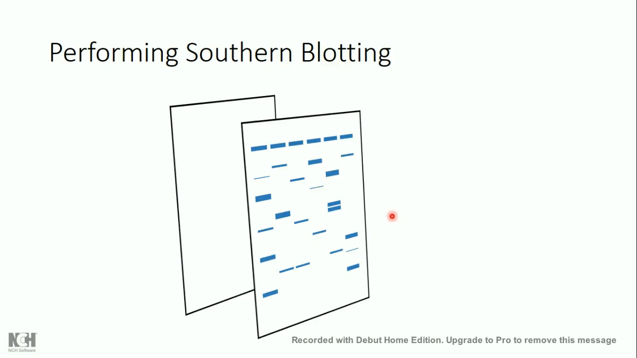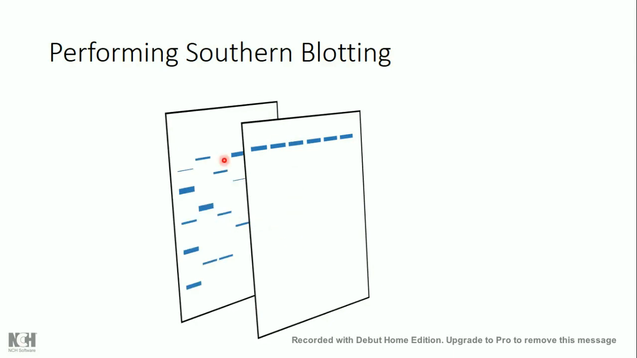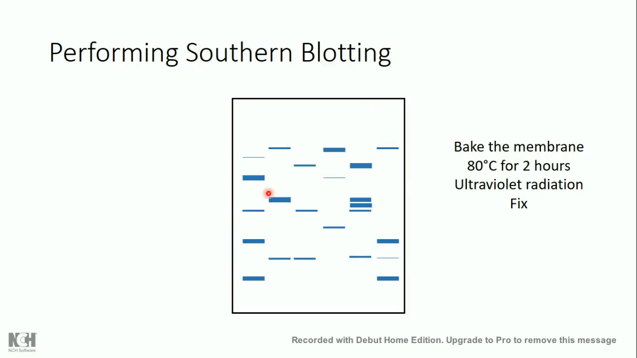Now what's going to happen is like this. This is the gel, this is the membrane, and when the water passes through the gel to the membrane, the DNA samples are transferred from the gel to the membrane. And then I will have the membrane. What I should do is bake the membrane at 80 degrees Celsius for 2 hours, or apply ultraviolet radiation to fix the DNA sequences on the membrane. I should perform a type of heating, either using 80 degrees Celsius or using ultraviolet radiation. Now my DNA samples will be fixed on the membrane.